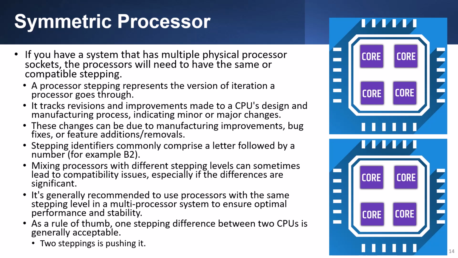Mixing processors with different stepping levels can sometimes lead to compatibility issues, especially if the differences are significant. It's generally recommended to use processors with the same stepping level in a multiprocessor system to ensure optimum performance and stability. As a rule of thumb, one stepping difference between two CPUs is generally acceptable. Two steppings is pushing it.